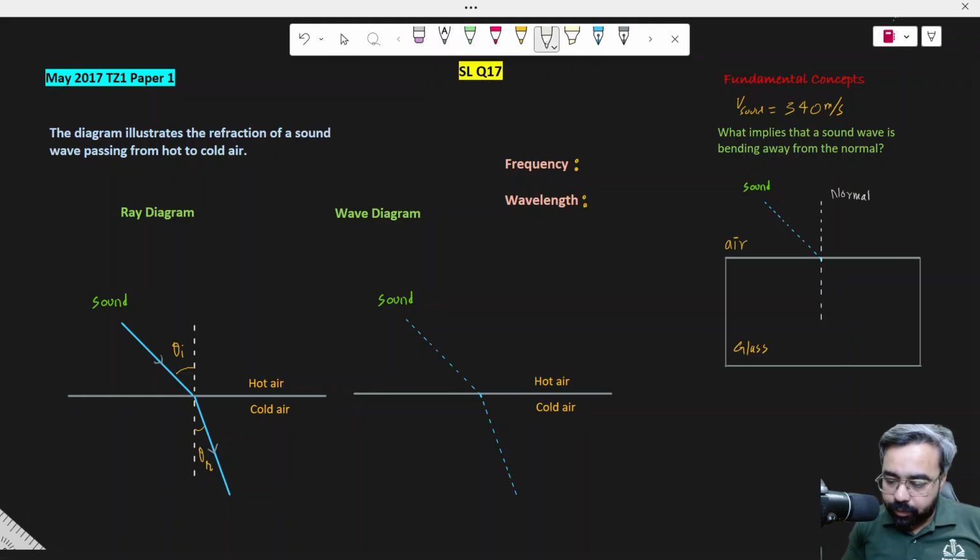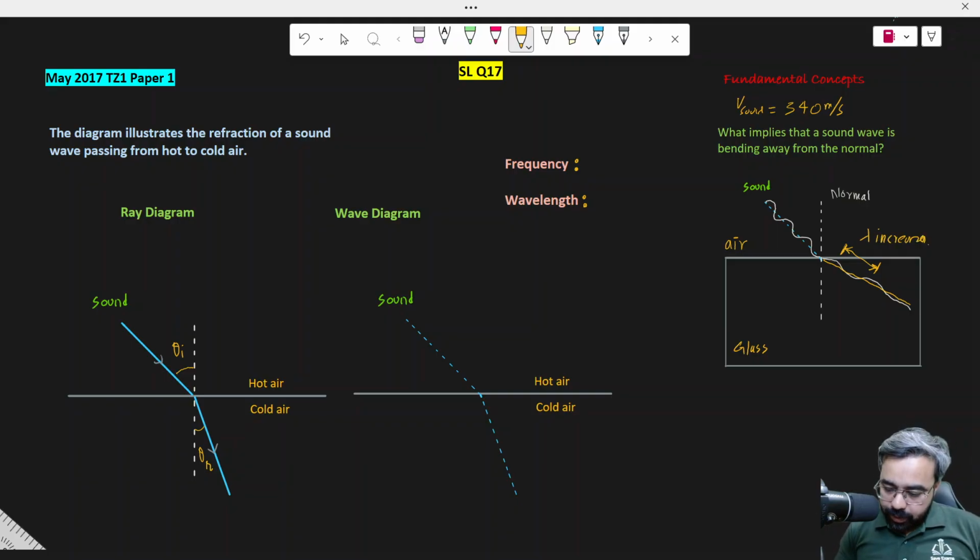So this is a diagram of a sound going from air to glass. As soon as it is incident at that point, it refracts away from the normal, and notice a difference in its wavelength. First of all, this is the ray of the sound, meaning the line diagram. Do you notice that the wavelength of the sound has increased? So it means that the wavelength always increases whenever the speed increases, so the speed and the wavelength are directly proportional.